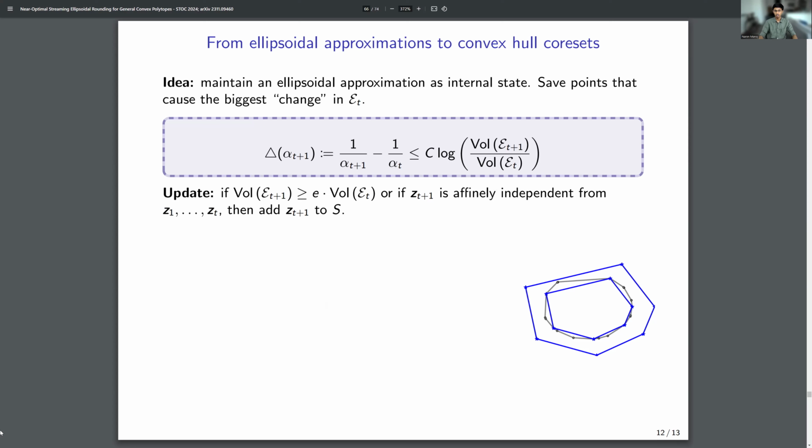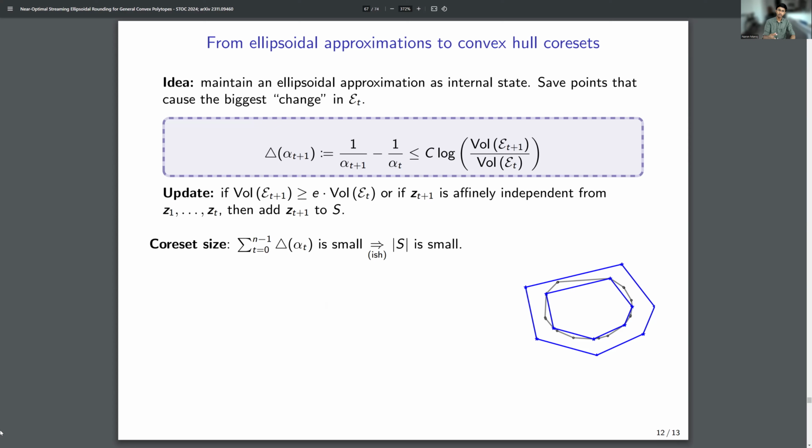And in order to analyze this, we have to prove two things. We have to prove that we don't choose too many points, so the size of the core set is small. And then we have to show that the convex hull of the subset that we choose is a respectable approximation to the convex hull of the whole set. Showing that the core set size is small is a pretty straightforward task.